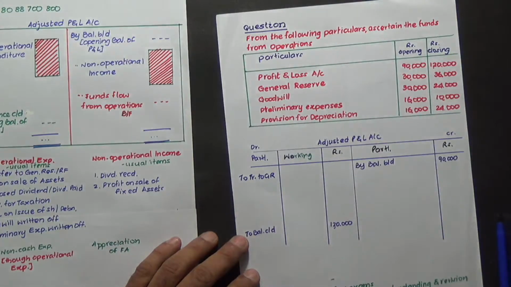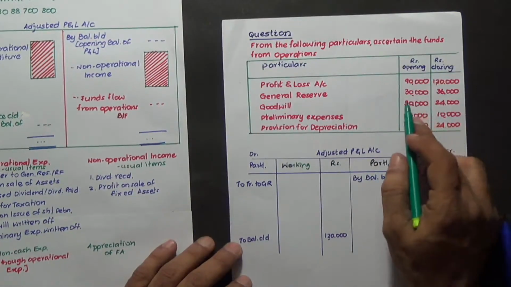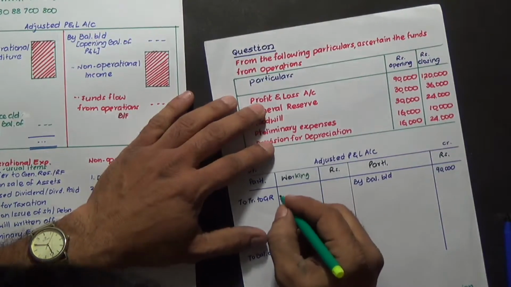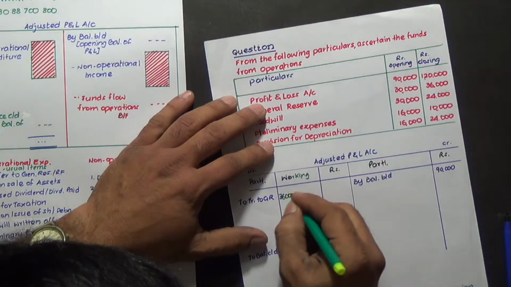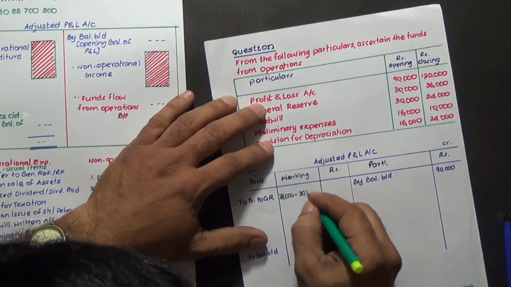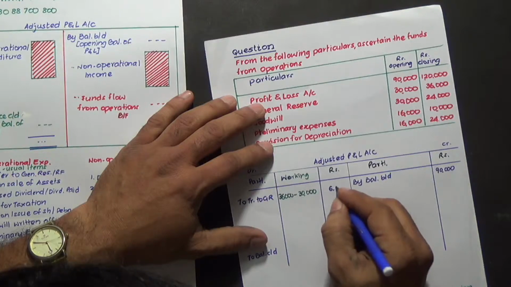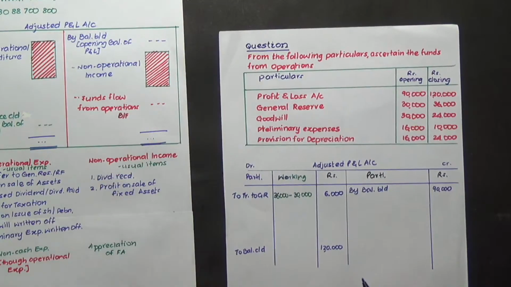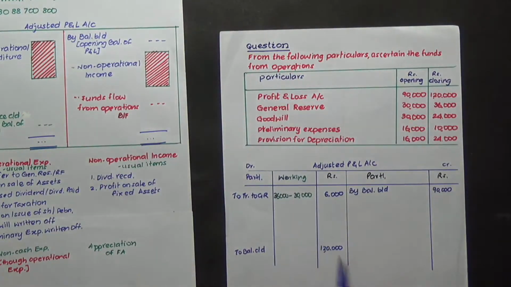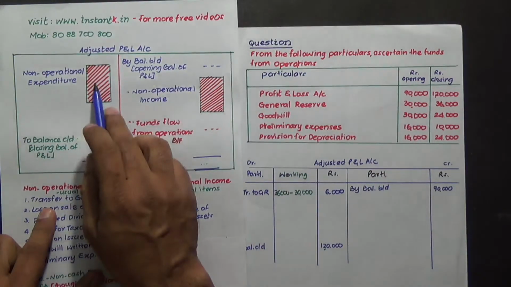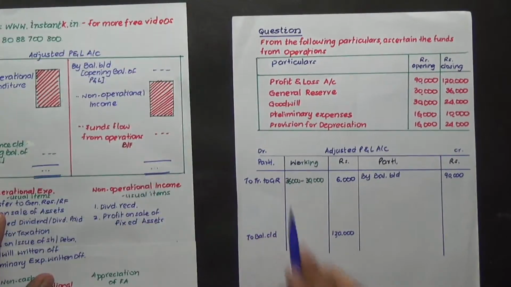The amount is the difference between these two amounts. It has become 36, it was 30. So 36,000 minus 30,000, that is 6,000, is the amount transferred to general reserve. That's the first line item, transfer to general reserve. It's debited to adjusted P&L. That's what we have done.